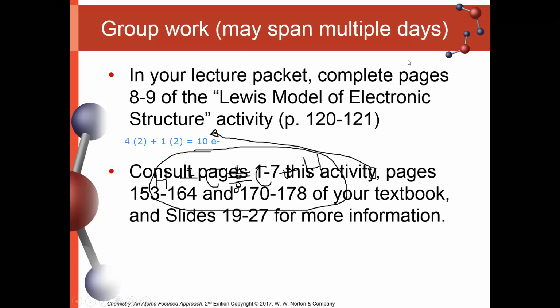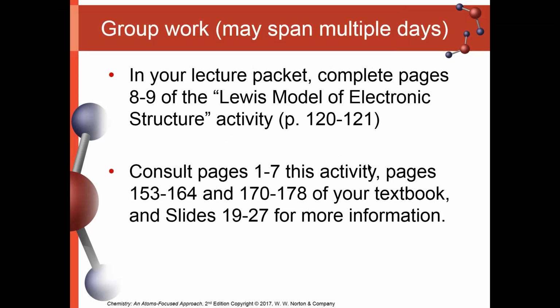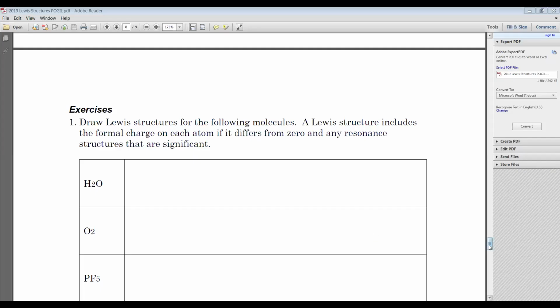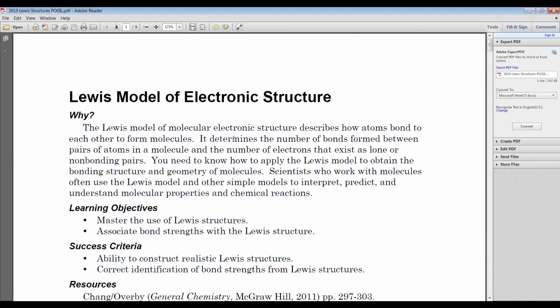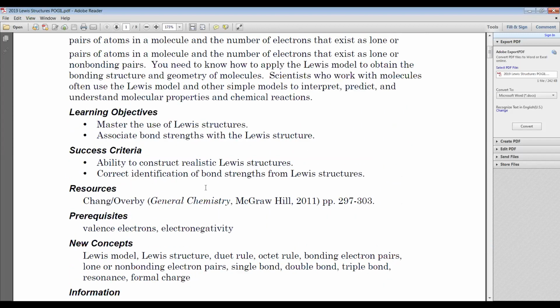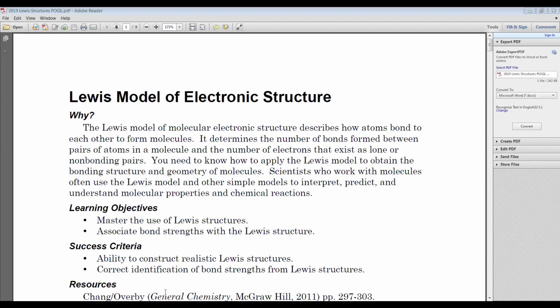Ordinarily, if this was face-to-face, I would have you break into groups and we would work on an activity in your lecture packet. If you have the lecture packet handy, I would encourage you to get it out. We are going to look at this activity in the lecture packet, the Lewis model of electronic structure, starting on page 113 of the packet.